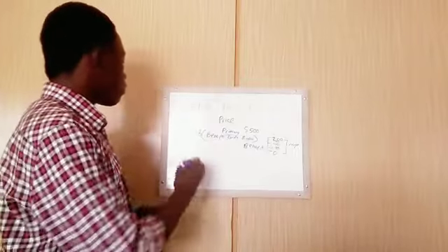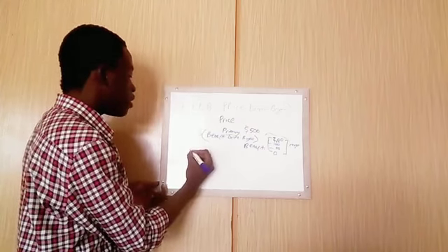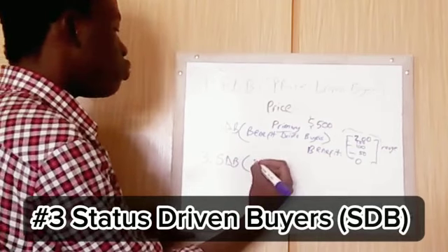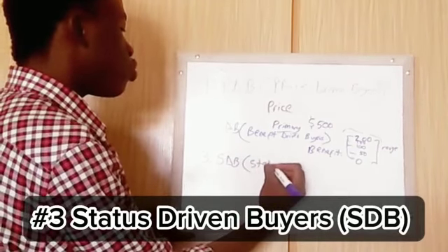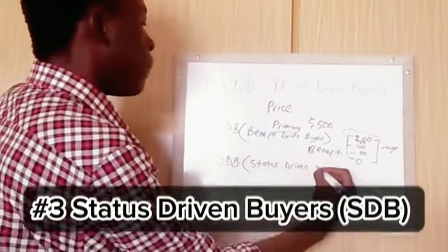So the third type of buyer we have is the SDB. I call them the SDB, which is status driven buyers.